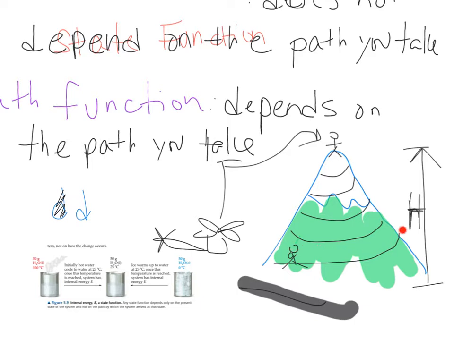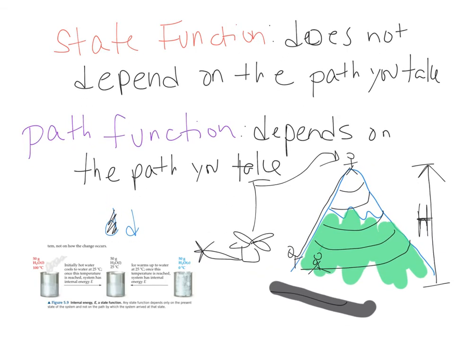If I take this long way and I just walk around and around and around, the distance will be much longer than if I were to just take my helicopter and fly like that, or if somehow I were magically able to walk just straight up the side. The distance is going to be different, so distance depends on path. And that's the difference between a path function and a state function. Go back to our words. A state function does not depend on the path you take. So for a mountain, we could say that was the height. A path function depends on the path you take. For a mountain, that could be the distance.